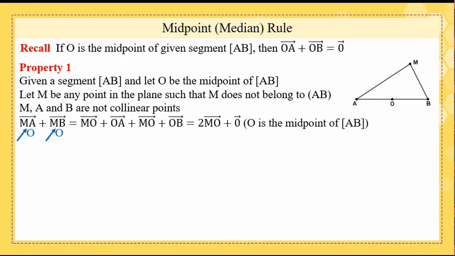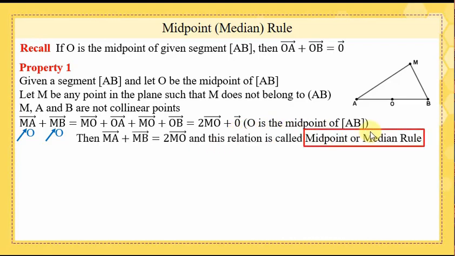If I want to find the sum of vector MA plus vector MB, we can insert point O between M and A and between M and B. According to Chasles rule, we will have vector MO plus vector OA plus vector MO plus vector OB. MO plus MO is 2 vector MO, while OA plus OB is the zero vector because O is the midpoint of segment AB.